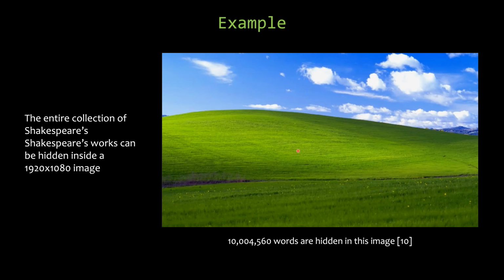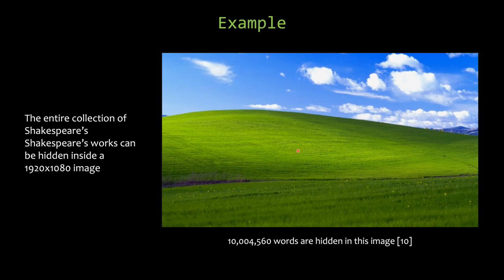But within this single image, there are 10,004,560 words, or one example that everyone likes to use in the steganography space, the entire collection of Shakespeare. So all of Shakespeare's works can be hidden within a 1920 by 1080 image. A standard HD image can be used to contain all of Shakespeare's works in a single image. And so hopefully that gives you an idea of how much data can be hidden in just a single JPEG and the risk that could be associated with it.